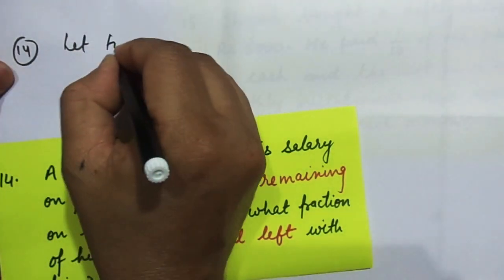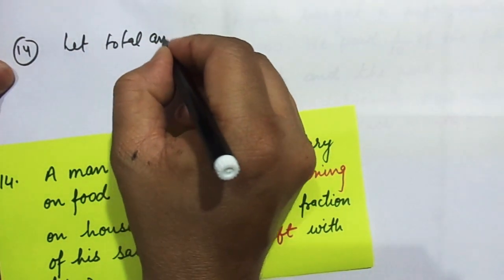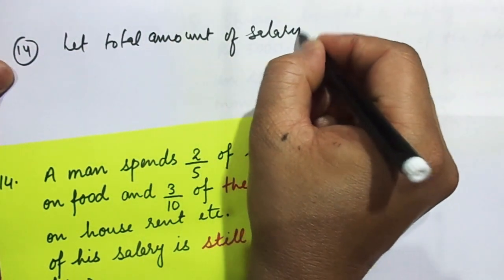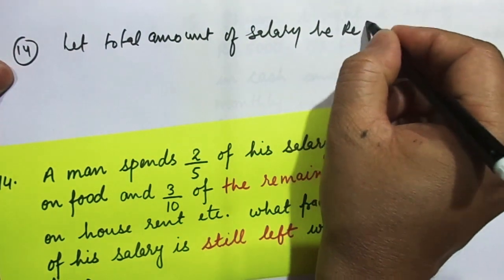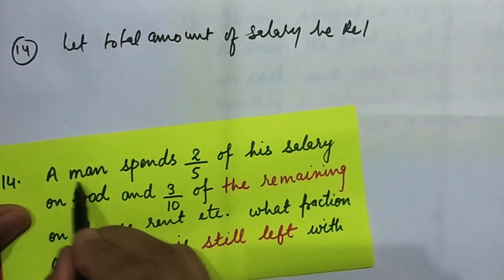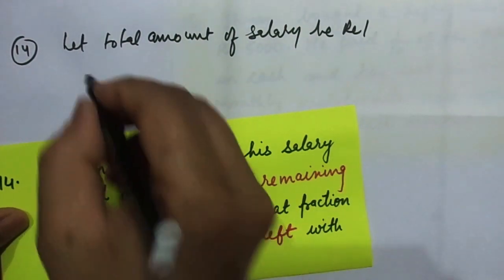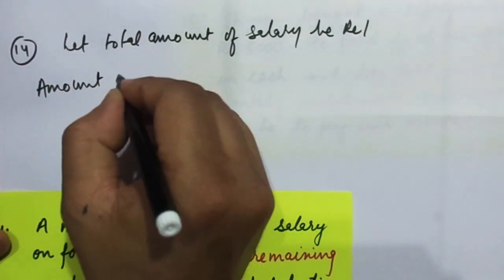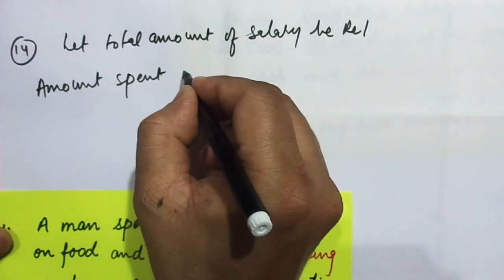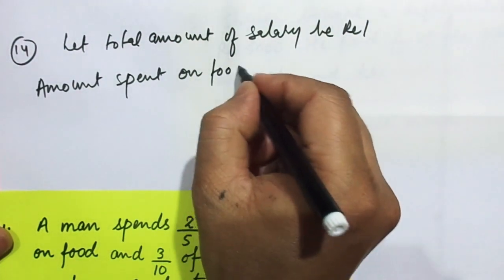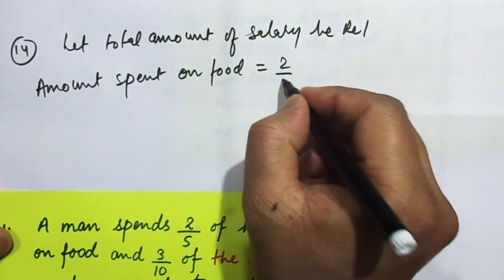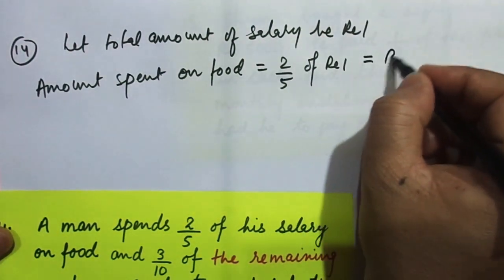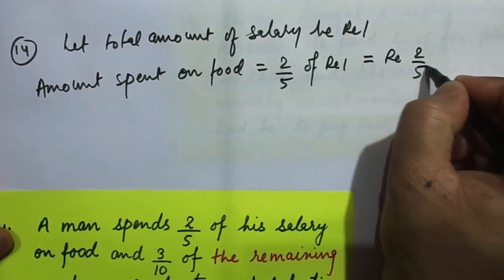Let total amount of salary be rupee 1. A man spent 2 by 5 of his salary on food. Therefore, amount spent on food is equal to 2 by 5 of rupee 1, which is rupee 2 by 5.